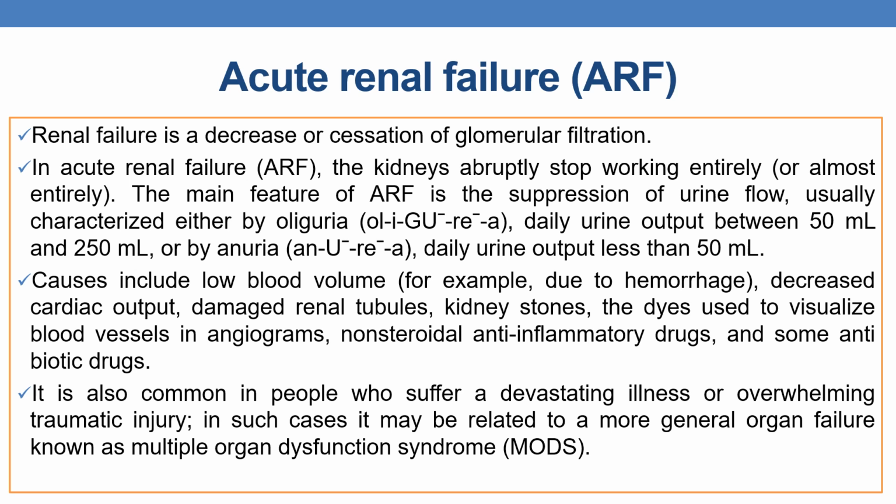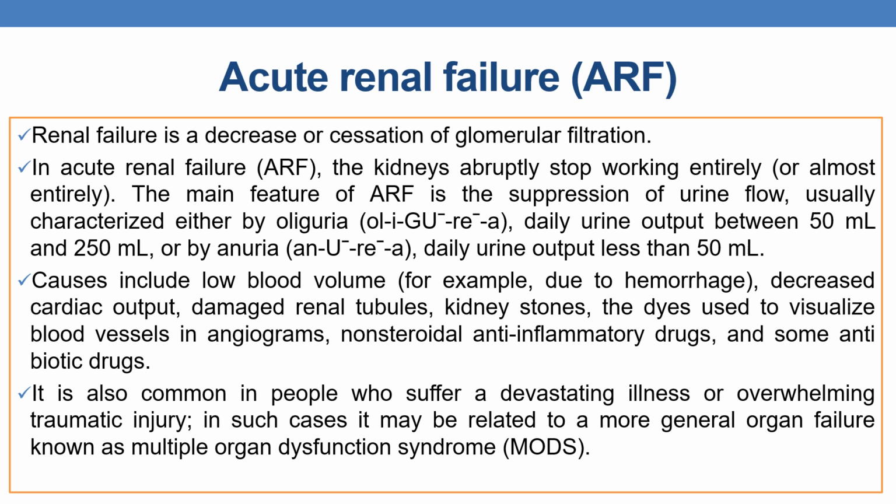Now coming to renal failure. First of all, let us discuss acute renal failure. Renal failure in general is decreased or cessation of glomerular filtration. In acute renal failure, the kidneys abruptly stop working entirely. The main feature of acute renal failure is the suppression of urine flow, usually characterized either by oliguria, daily urine output between 50 to 250 ml, or by anuria, that is daily urine output less than 50 ml.